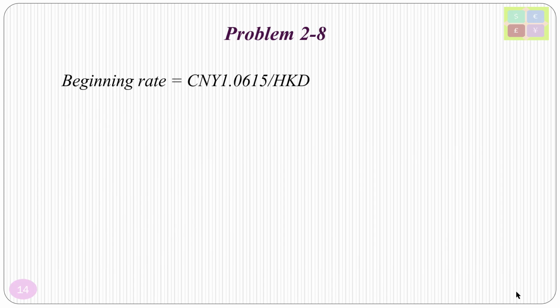So we want to calculate the percentage change in Hong Kong dollar. And which formula are we going to use? Are we going to use formula 1 or formula 2? Our beginning rate was 1.0615 Chinese yuan per Hong Kong dollar. Our ending rate is 1.0397 Chinese yuan per Hong Kong dollar. We want to find the percentage change in Hong Kong dollar, which is the currency in the denominator, and we are going to be using formula number 1 that we had discussed earlier.